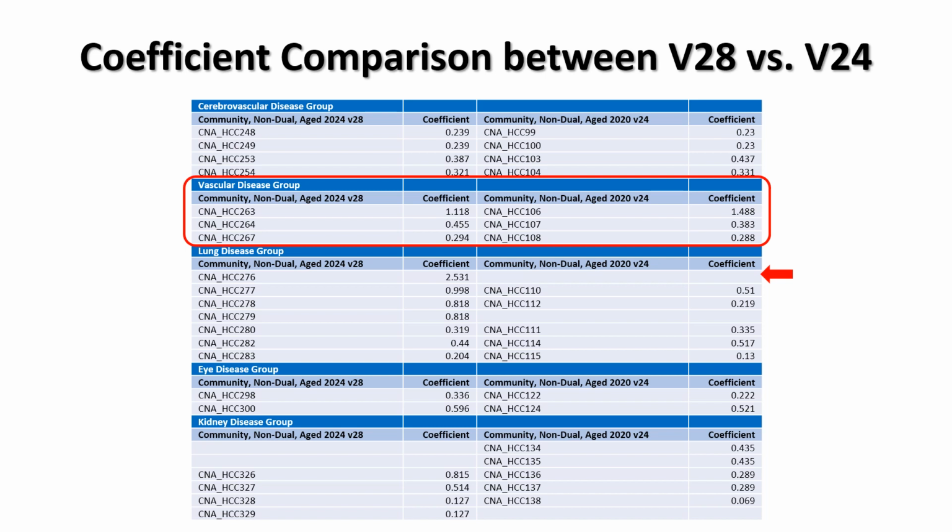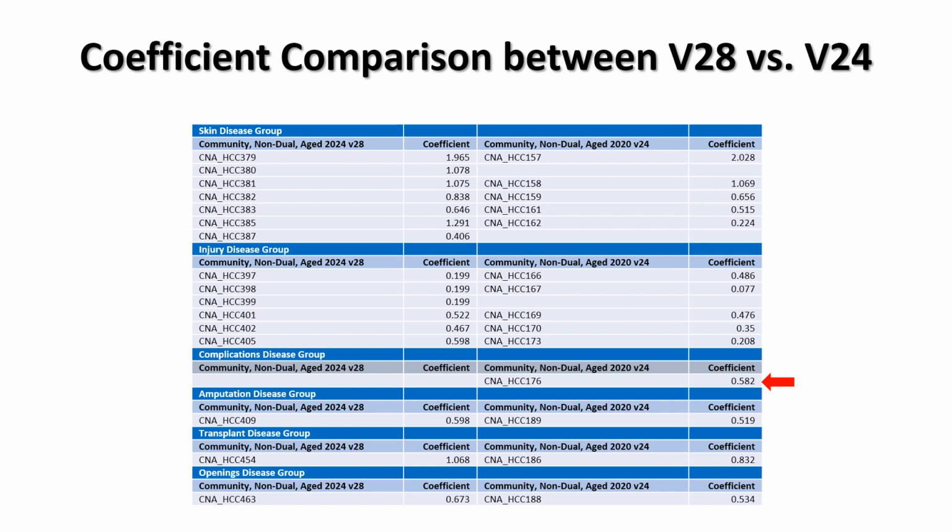diabetes with complications. Proposed HCC 276, lung transplant status/complications, lies at the top of a hierarchy encompassing chronic lung disease to include a new category for severe persistent asthma. Coefficient comparison in skin, injury, complication, amputation, transplant, and openings disease group. HCC 176 complications of specified implanted device has been removed.